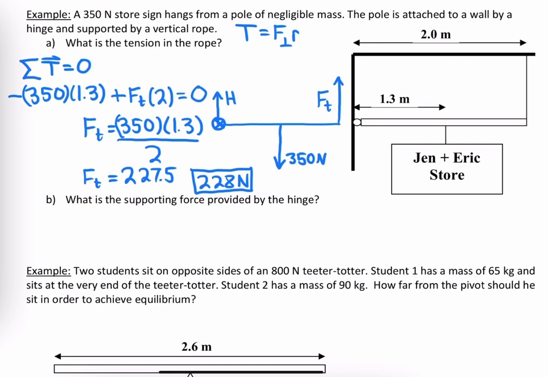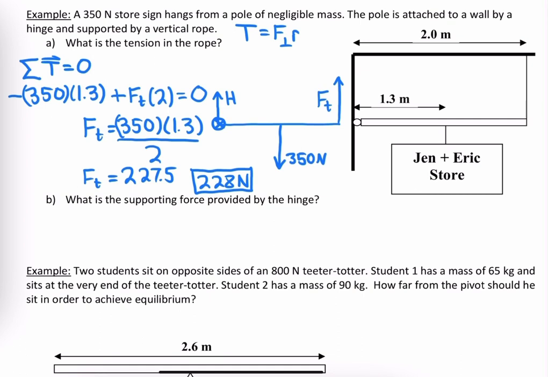Remember that my hinge force, although it's there as a force, did not create a torque because its distance from the pivot point was 0. It acted right at the hinge. Then by just solving that and doing some simple algebra, I was able to find out what the tension force was. Now the next thing I'm being asked for is the force provided by the hinge.